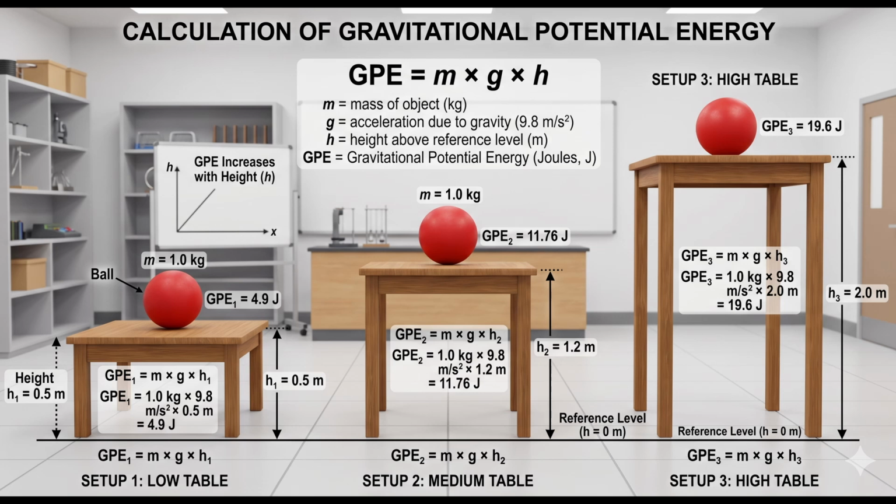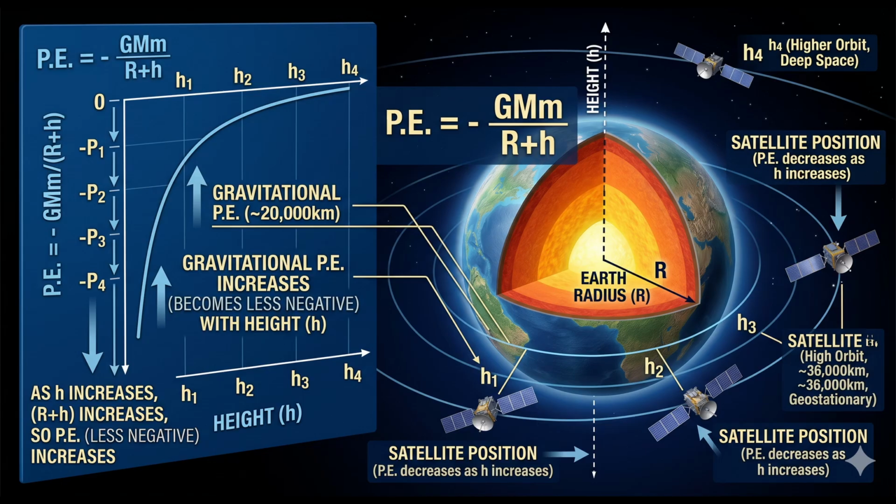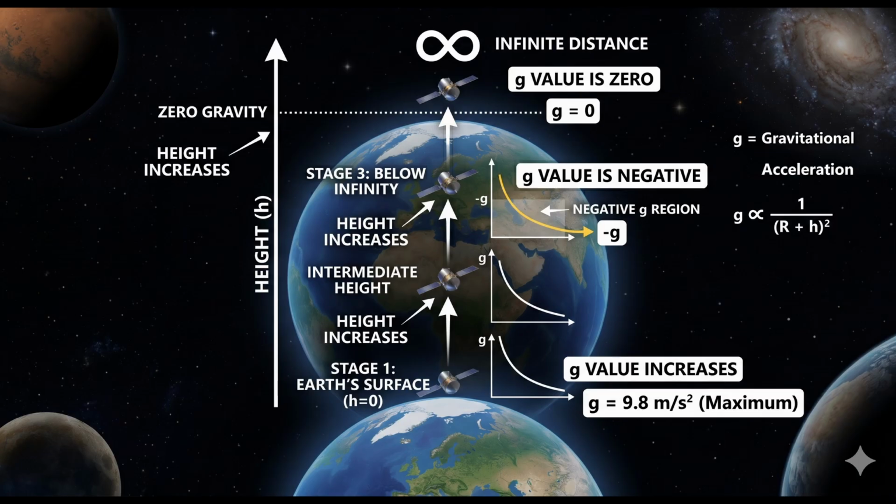When h is small compared to the radius r of the earth, we can assume g to be constant and can use the above formula mgh. Gravitational potential energy is the energy possessed by an object due to its position in a gravitational field. It is the work done in raising an object to a certain height against gravity. But for large values of h, the value of g decreases with the increase in h.